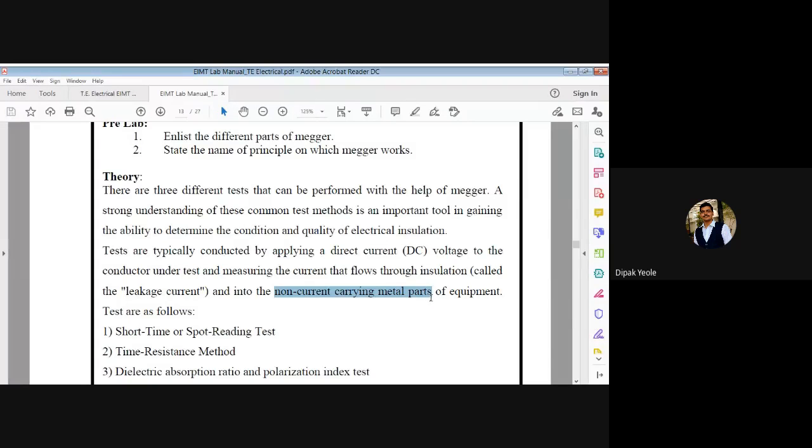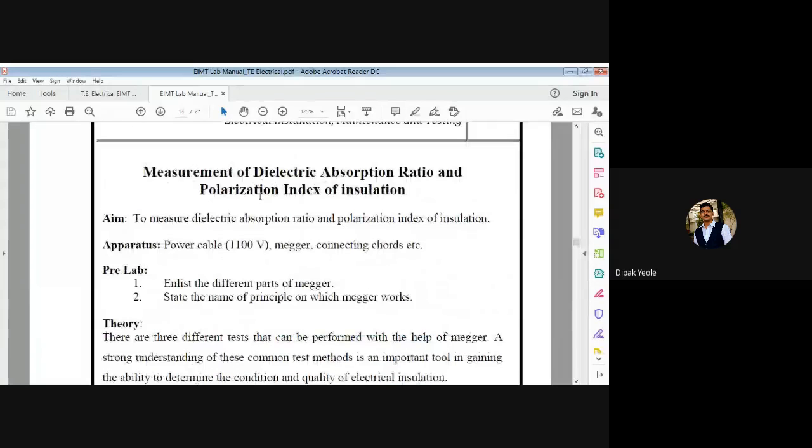Yes, hence to limit the leakage current or to measure the insulation quality, this test we needed. So I hope you have understood the objective of our experiment.